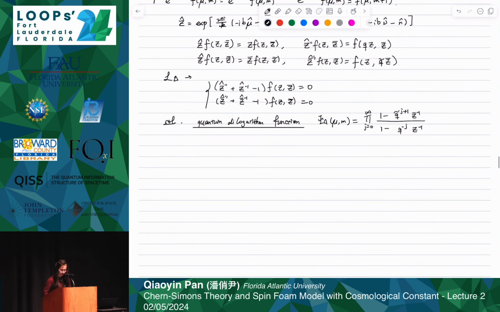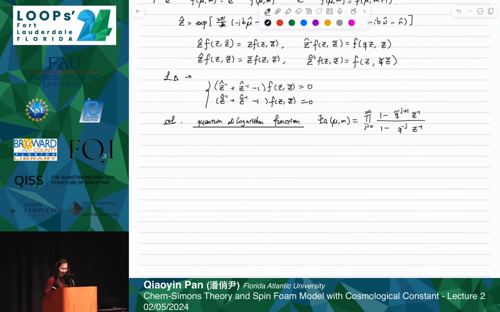First things first, why is it called the quantum dilogarithm function? It's because if we take the classical limit, which is q tilde goes to 1, then you realize that this function can be expressed in terms of the dilogarithm function in the following way. It approaches, let me just write equals, minus ik over 2 pi, 1 plus b squared, times the dilogarithm function of z inverse, minus ik over 2 pi, 1 plus b inverse minus 2, times the dilogarithm function of z bar inverse. And this is the leading order. I will also have some subleading order.